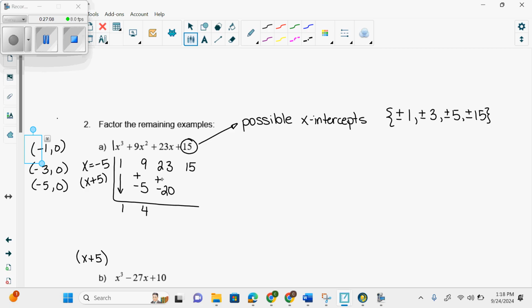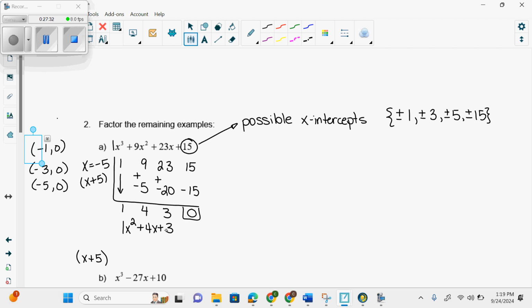Bring it up here, then I add. 23 minus 20 is 3. Then I multiply. -5 times 3 is -15. Then I add, and get 0. Now because it was cubed, we're going to move 1 down. So instead of it being cubed, this is going to be 1x squared plus 4x plus 3.